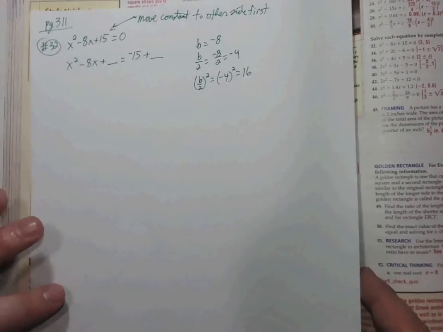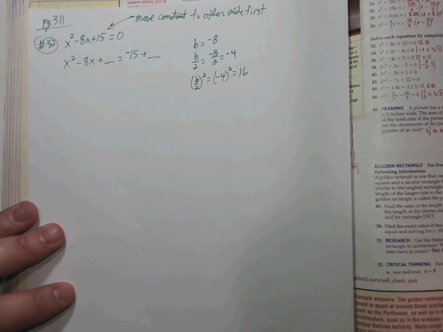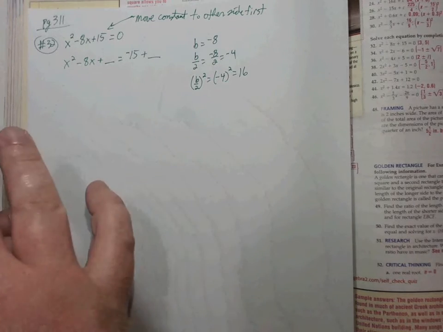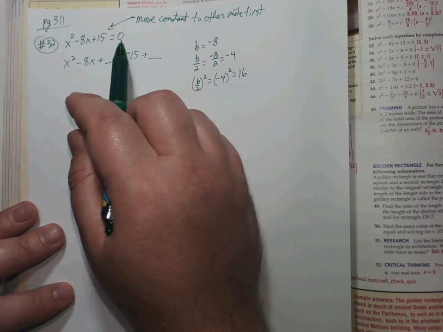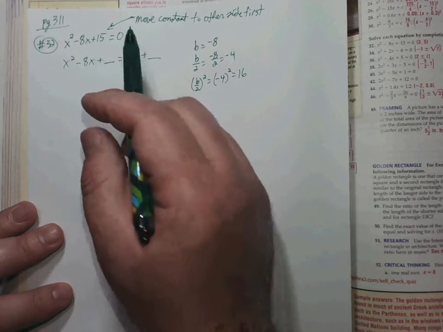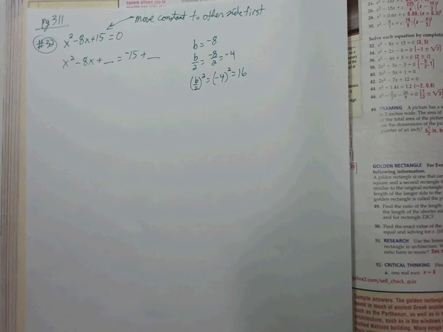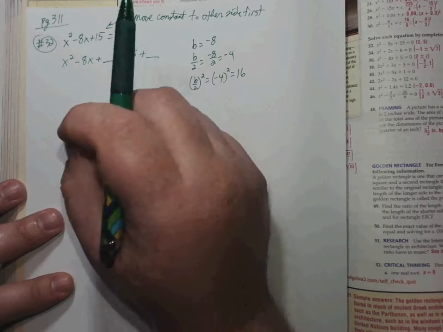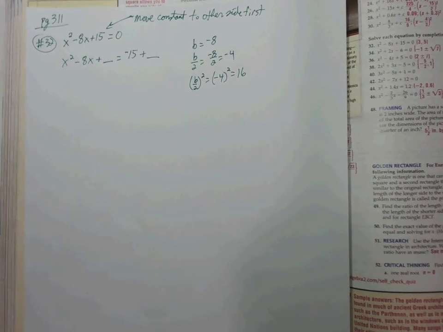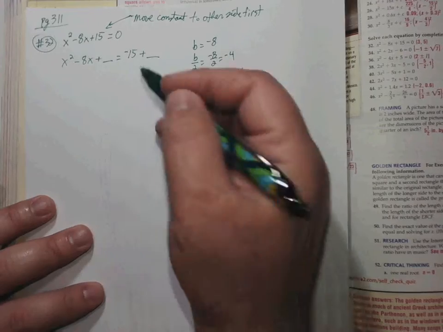So, number 32. And it says, solve each equation by completing the square. So we start with this, x squared minus 8x plus 15 equals 0. The first step is move that constant to the other side. If you're completing the square, do that. Now, add blanks to both sides. Why both sides? Because if we add to one side, we have to add that to the other side. We have to keep it balanced. If it's not balanced, it's not equal anymore. So whatever I have to add here, I have to add there.